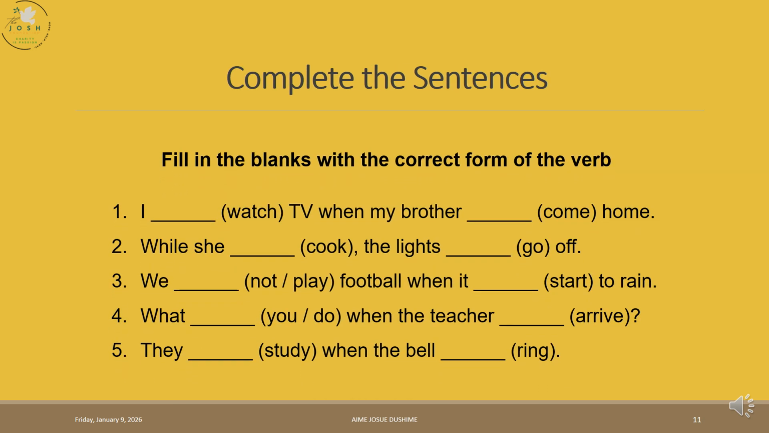And let's complete the sentences with the right answer. I dash dash TV when my brother dash dash home. While she dash dash the lights dash dash off. We dash dash football when it dash dash rain. What dash dash when the teacher dash dash. They dash dash when the bell dash dash. So you will put in the answers, and where you have confusions you will add.